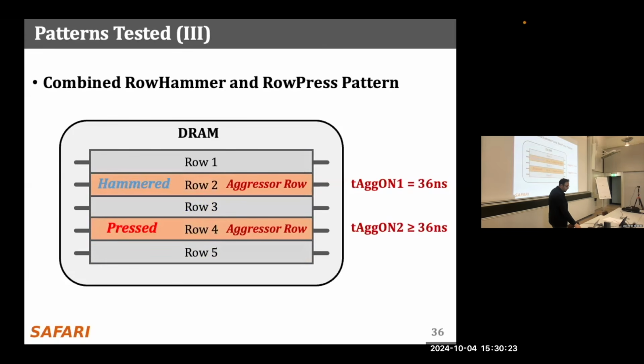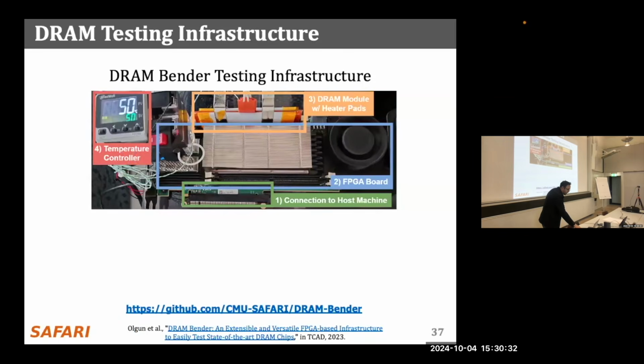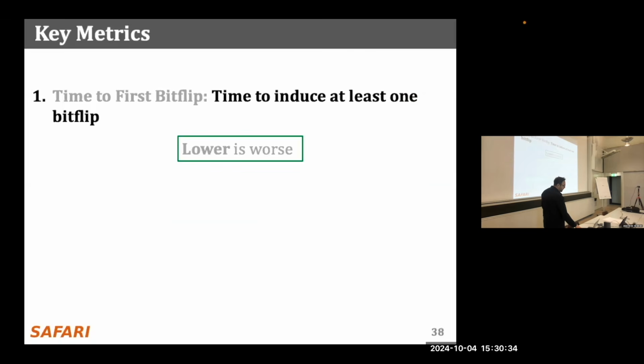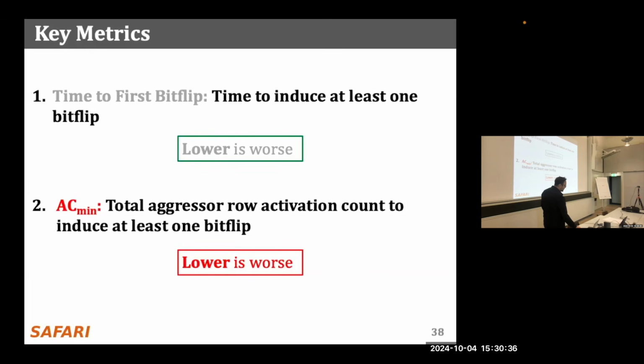When we combine them, we have two different tAggON values, so we can perform RowHammer for one and RowPress for the other one. We use the same infrastructure again, and we look at two metrics. One of them is the time to first bit flip.